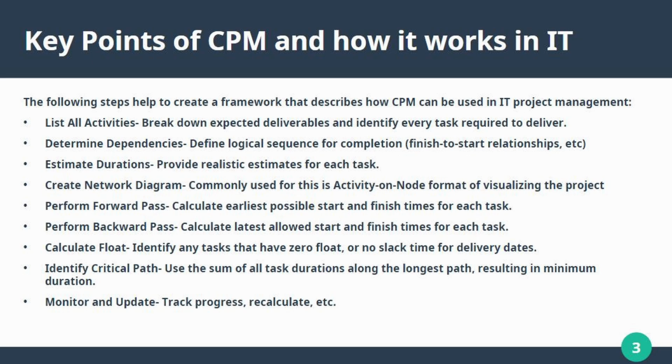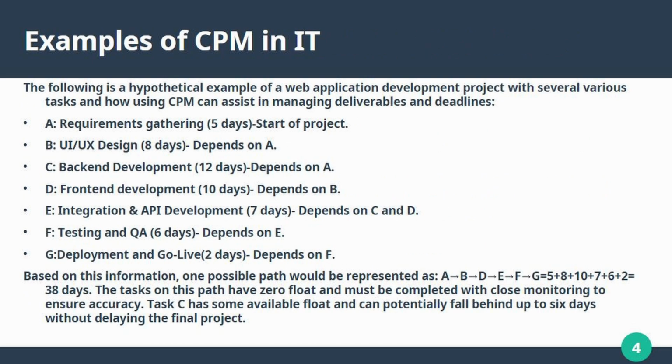Then you calculate float, identify any tasks that have zero float or no slack time for delivery dates. Identify the critical path. You use the sum of all task durations along the longest path, resulting in the minimum duration. And finally, you monitor and update, track progress, recalculate, etc.